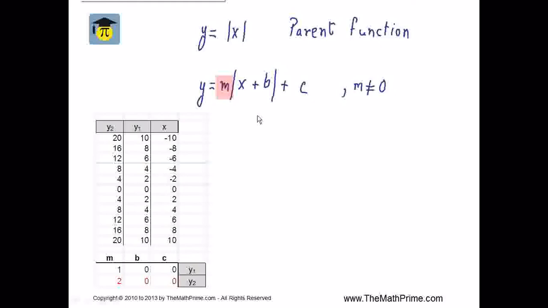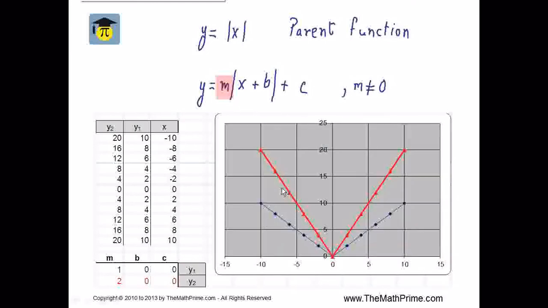Previously, we took a look at changing the values of C and B. Now we are going to take a look at changing the values of M. Again, here we have a table of values of X and Y. This column represents the values of X. This column here represents the values of Y for the parent function. And this column here represents the values of the function for which the value of M is 2 in this case.